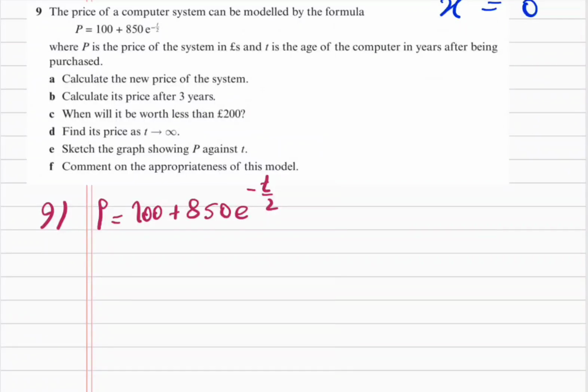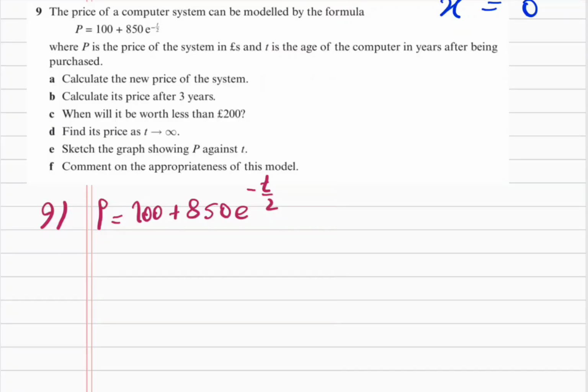Hi everyone, this video is on the mixed exercise of chapter 14, question 9. And this is an exponential modeling question. So the price of a computer system can be modeled by this formula, where P is the price of the system in pounds and T is the age of the computer in years after being purchased. So in part A, we want to calculate the new price of the system.